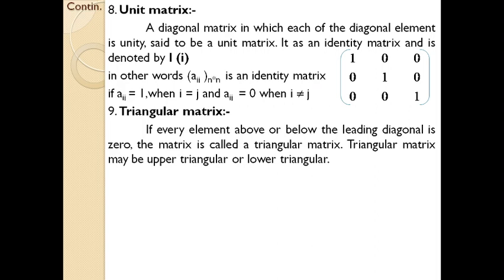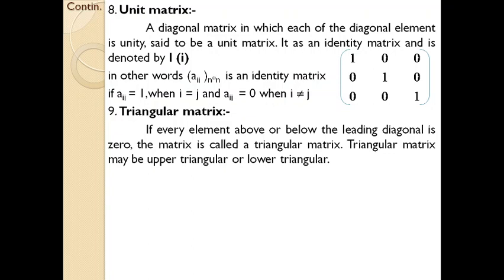If every element above or below the leading diagonal is 0, the matrix is called a triangular matrix. So in a square matrix there may be numbers above the diagonal as well as below the diagonal. Remember that concept. Since there are two concepts, above and below, there are two types of triangular matrices. One is known as the upper triangular matrix and the other is known as the lower triangular matrix.